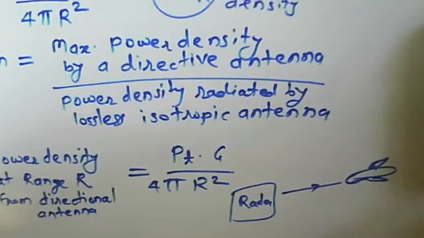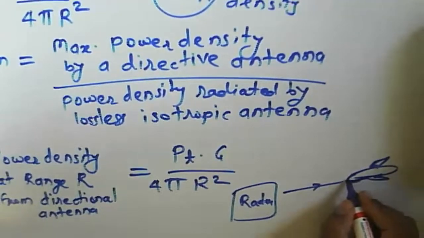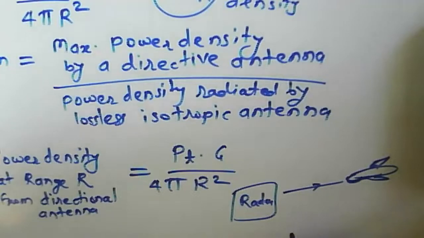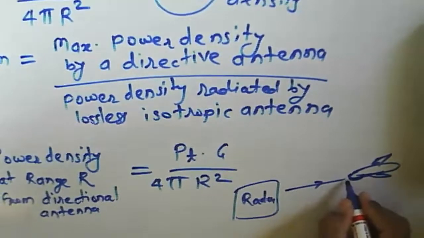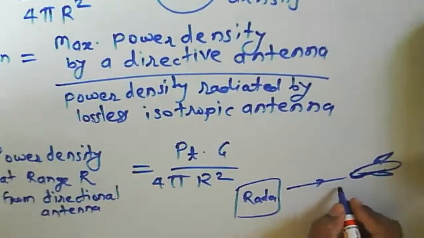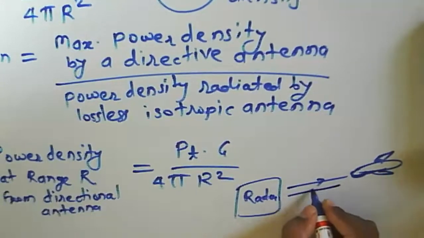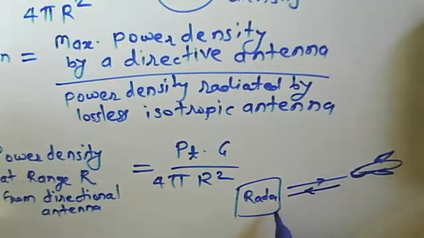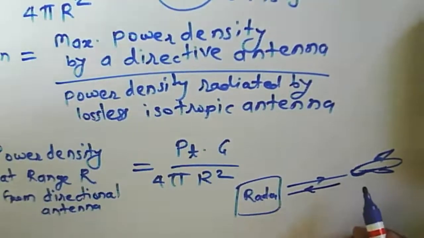Okay, now this one is about our object. So radar transmitting the signal to the object, at a given particular range. Then we are supposed to find out what will be the power radiated back to the radar. That is nothing but an echo.